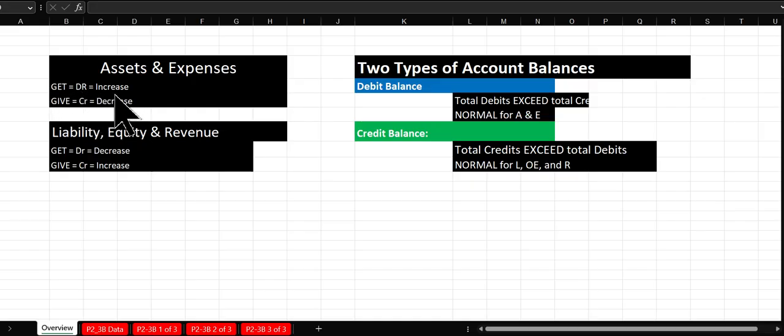In any case, DR is the abbreviation for debit, and so for assets and expenses, whenever you record an entry on the left, you are increasing those accounts. But if you were to record a give, which would be a credit or an entry on the right, you are decreasing the account. Similarly, for liability, equity, and revenue, whenever you record a get, which would be a debit, an entry on the left, you are decreasing the account, whereas if you record a give or a credit, which is on the right, you are increasing the account.